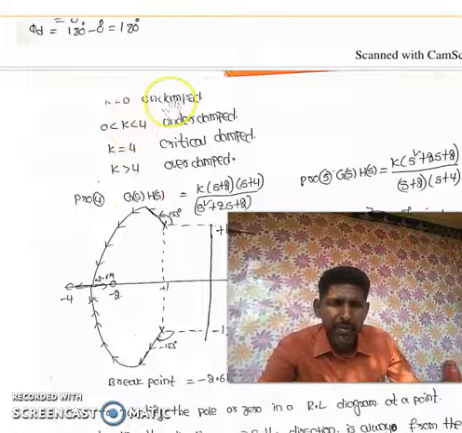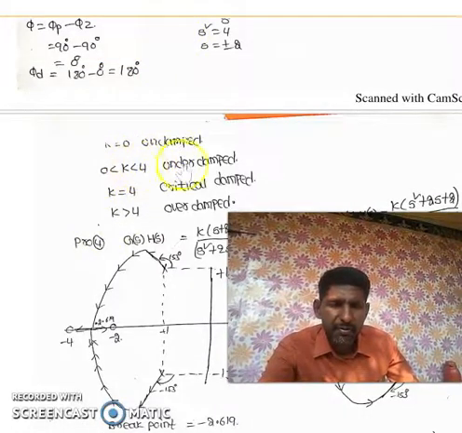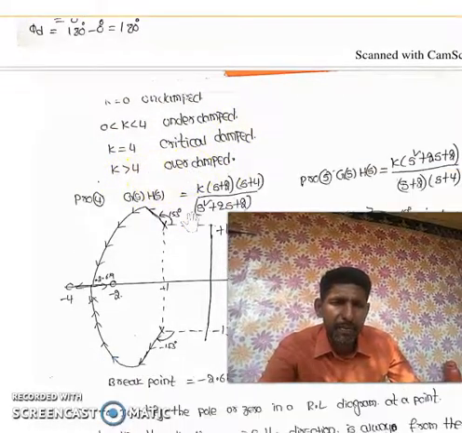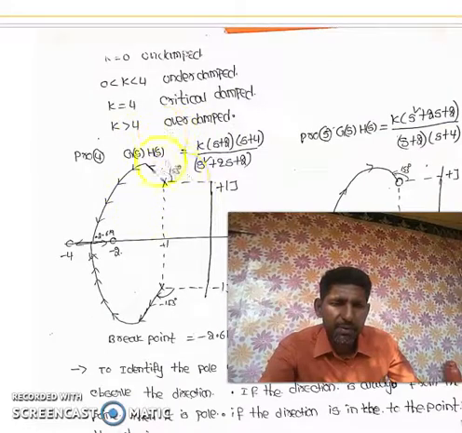If k equal to 0, then it is called undamped. K lies between 0 to 4, it is called underdamped. K equal to 4, it is called critically damped. If k is greater than 4, it is overdamped. Now let us consider one more example for this.